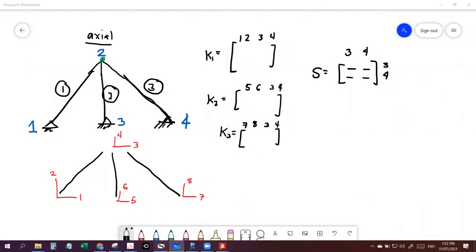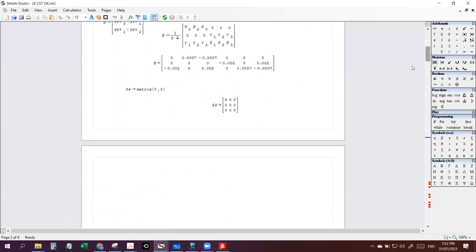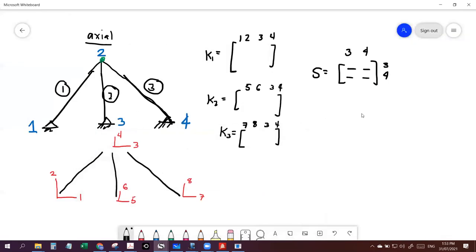Now, if you notice in my code, which I will give you later, I need to set a null matrix first. This corresponds to the size of your expected S. So what SMAT will do there is, I have an S that is all zeros.